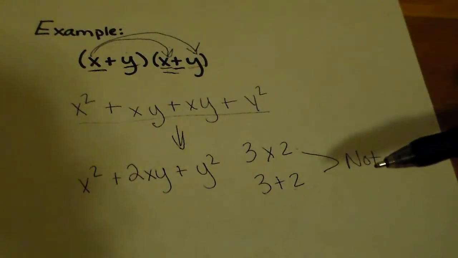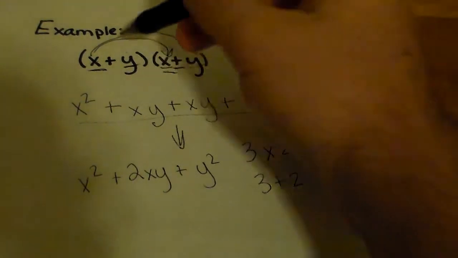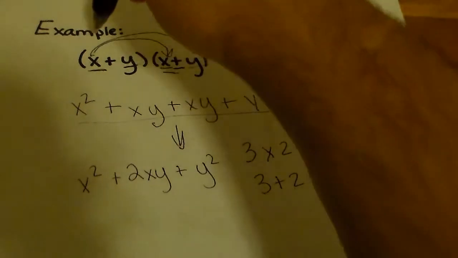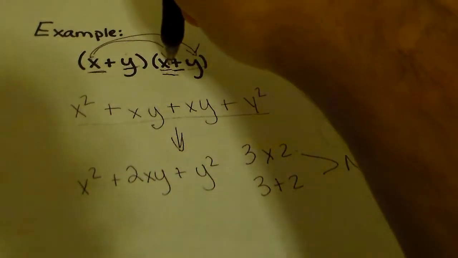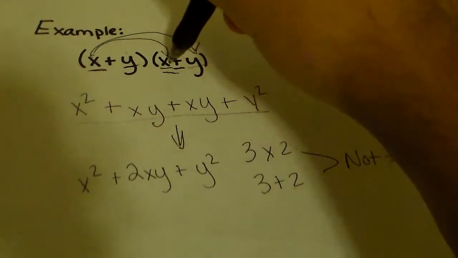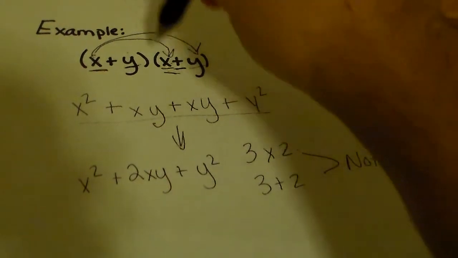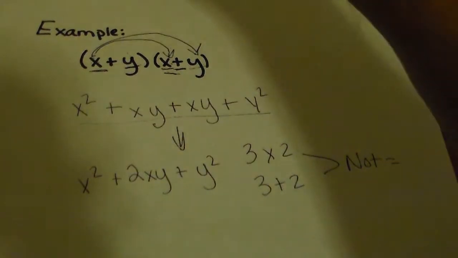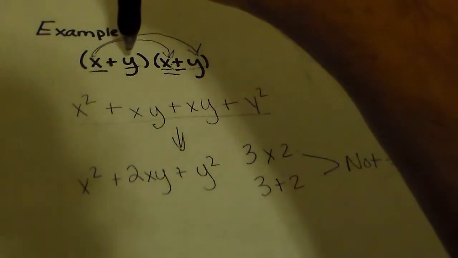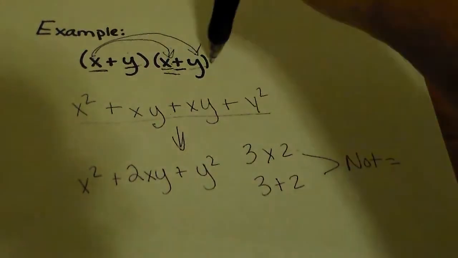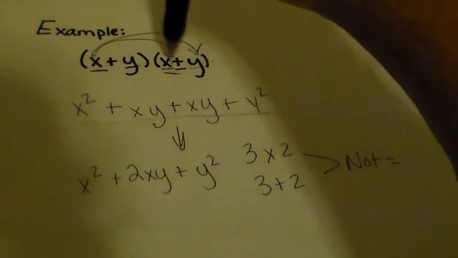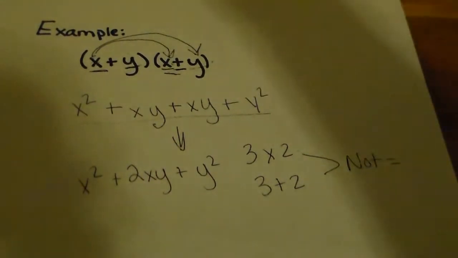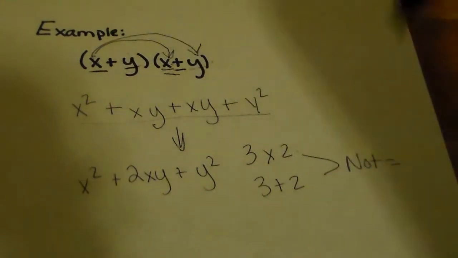So what you really need to worry about is the firsts of each parentheses, which is the first terms in each, and then you either add or subtract the outer, so it'll be x times the y, and then the inner two, the y and the x here, and then the last, y and the y.